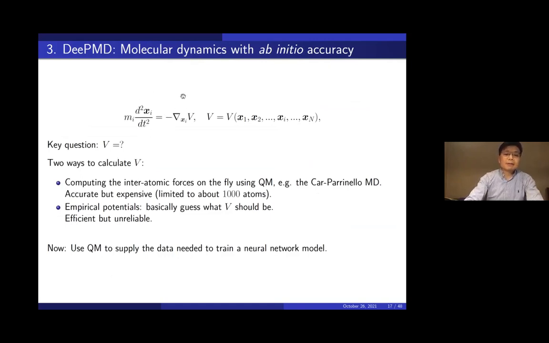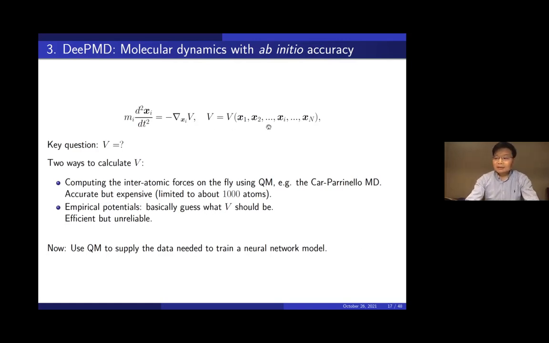Now, molecular dynamics is a very common tool in computational material science, physics, and particularly chemistry, and even biology. What's done is to track the trajectories of each atom in a material or in a molecule by solving Newton's equation. The difficult part here is the potential energy function that describes the interaction between all the atoms.